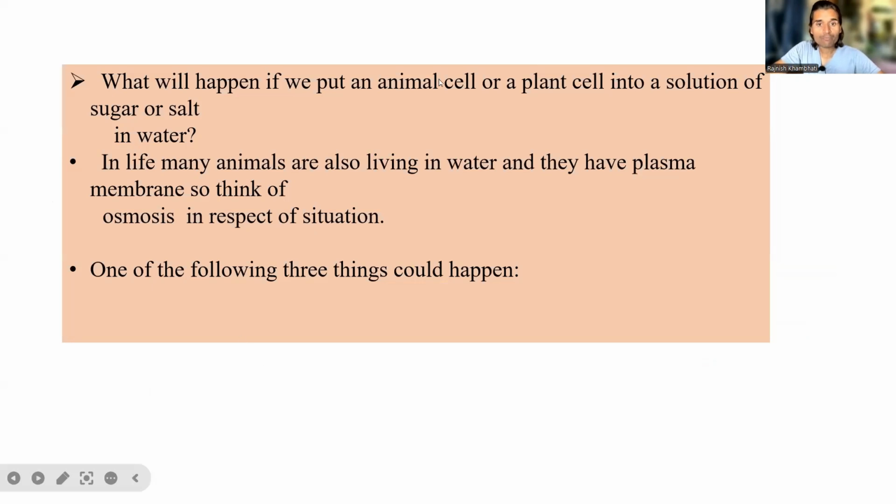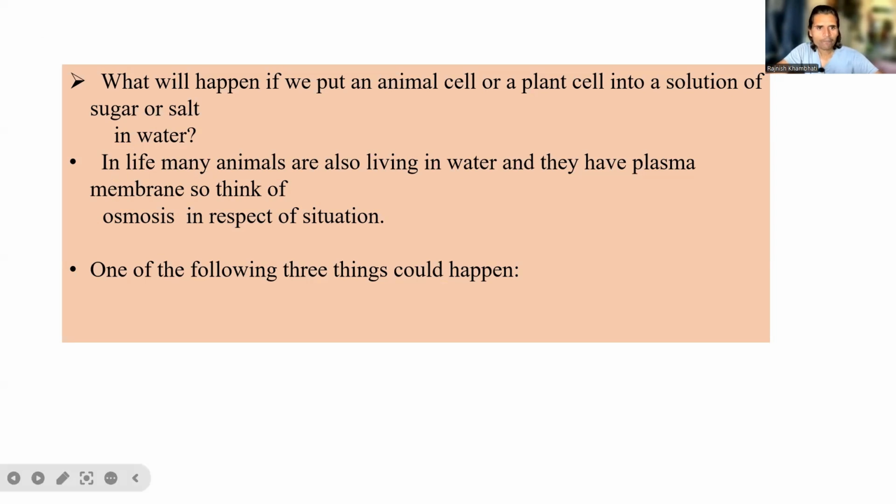What will happen if we put an animal cell or a plant cell into a solution of sugar or salt? The next activity. This is the activity of osmosis and diffusion. The question is, what can happen if I put the animal cell or a plant cell into water? Different types of water solution.